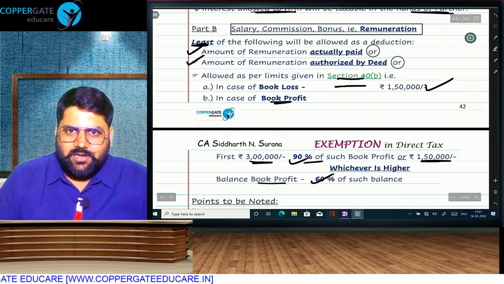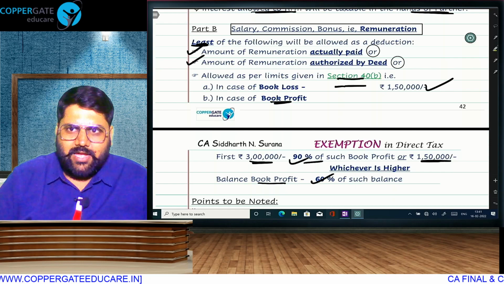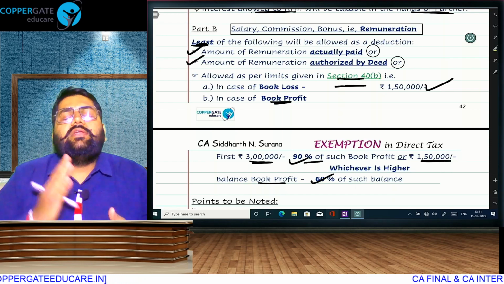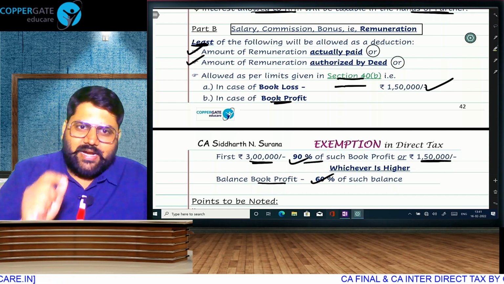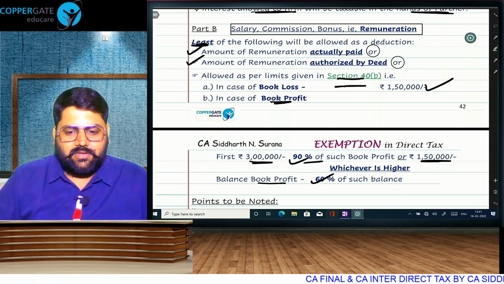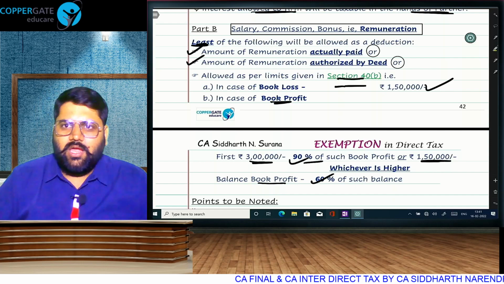That is unfair. So negative book profit, that means book loss, up to infinity, 1,50,000. Positive book profit, minimum 150. Apply 90%. If that is less than 150, then minimum 150. So if your book profit is 1 lakh, 150. Book profit is 1 lakh 20, 30, 40, 50,000, 150.